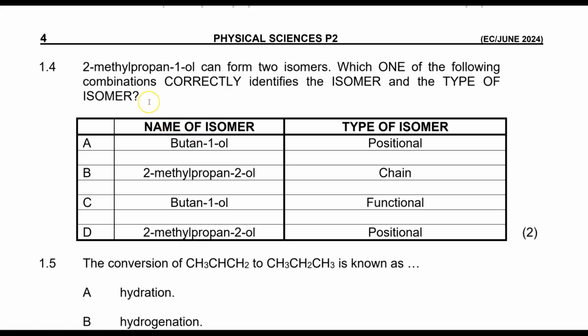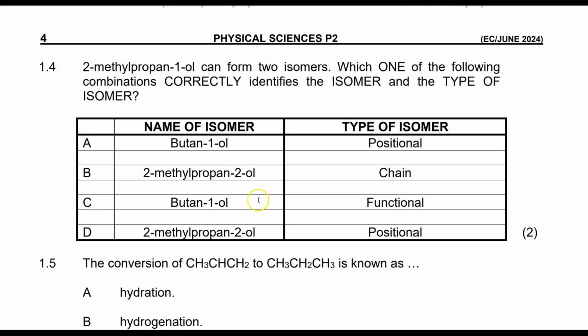What is the molecular formula for 2-methylpropan-1-ol? It's C4. You have 4 carbons there. It makes sense to have butanol, right? So is it a positional isomer changing from 2-methylpropan-1-ol to butan-1-ol? Is that a positional isomer? I don't think so. I just think it's a chain isomer.